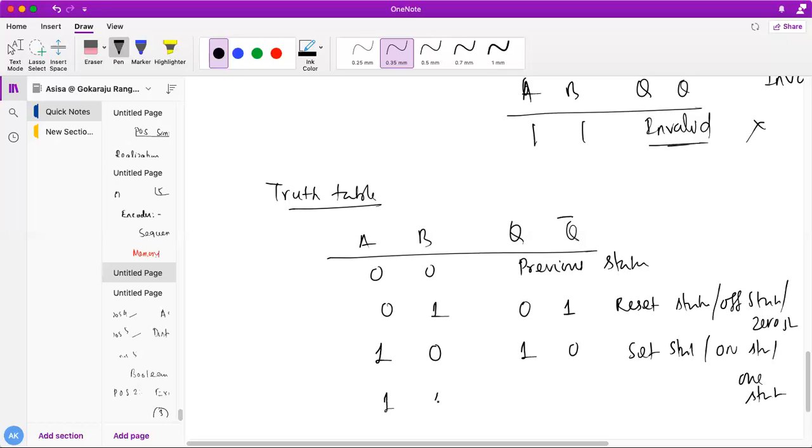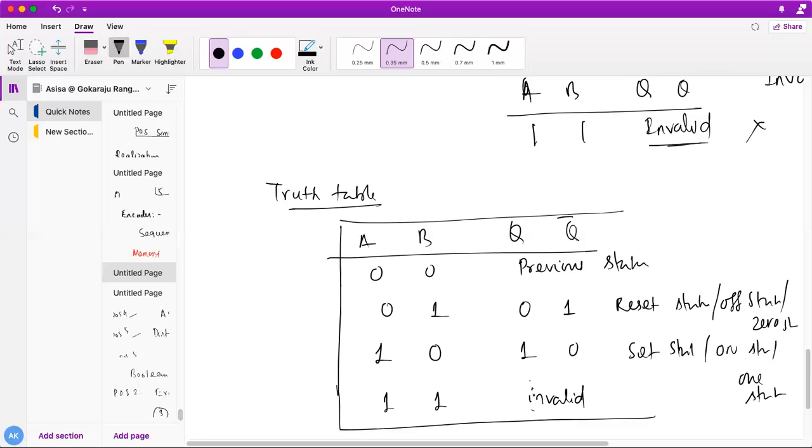Next, 1, 1, which is actually invalid. Invalid means sometimes it is 1, 1, sometimes it is 0, 0, like this we will get, which is invalid. So it will never be possible. If two outputs are complements of each other, it should actually be 1, 0 or 0, 1. It will never be like 1, 1. So that's why it's an invalid state. So this is the truth table.